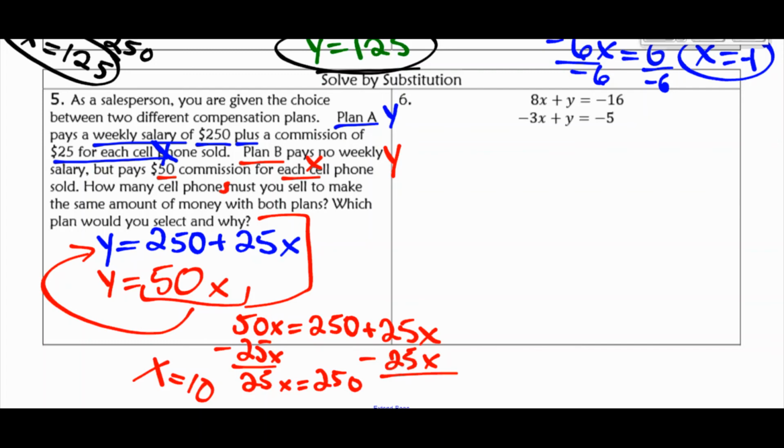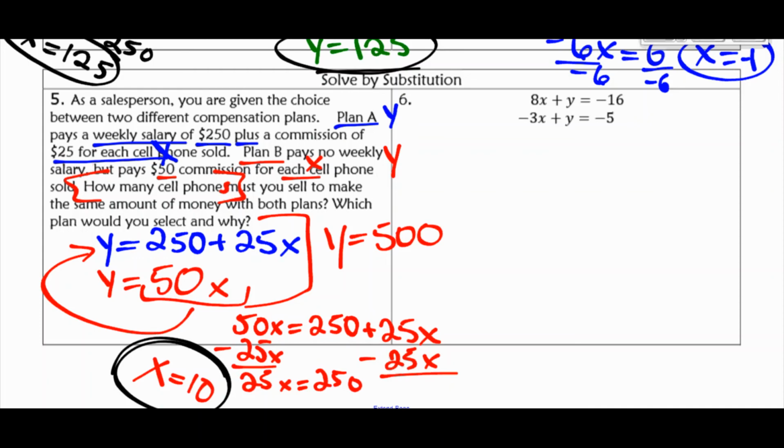In this case, I actually don't need to find my y. I could plug that back in and find that y is 500. But the question is just asking for the number of cell phones. It's not asking for the money that we're making. The y represents how much money we make. So we make $500 from both plans when we sell 10 cell phones. This is really the final answer. This is all we need. It's talking about the number of cell phones. I found that with my x.